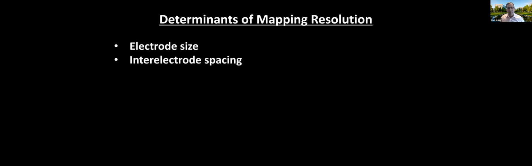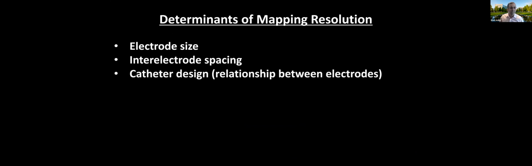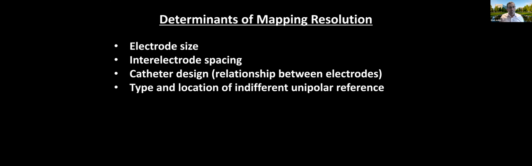So what determines mapping resolution? Obviously the electrode size: as the electrode is smaller, you have a higher fidelity recording. If the spacing is shorter, you sample from a smaller area, so you increase the resolution, or reduce the size of your pixel. The catheter design: if you have an ablation catheter that is most of the time perpendicular to the surface, you are basically just mapping with M1, and M2 is the same as M1. However, if you have a penta or a grid, both electrodes are on the surface, so you have different mapping, different algorithms, different EGMs. The type and location of the indifferent unipolar reference electrode also makes a big difference.